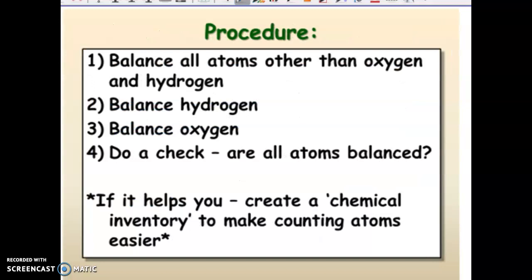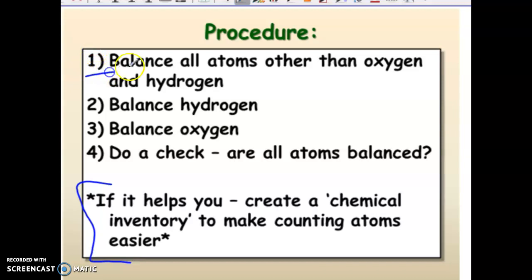So here are some guidelines to go through when you are balancing. What I would recommend, and I have this down here as a helpful reminder, is you create an inventory of atoms. With all our examples today, we're going to count how many of each element we have on either side of the equation, and then add coefficients to make sure that we have the same numbers.